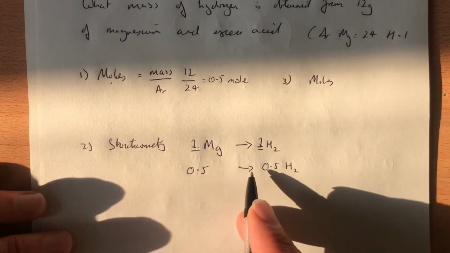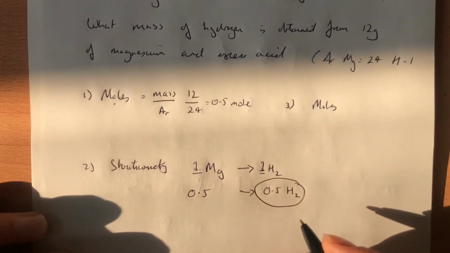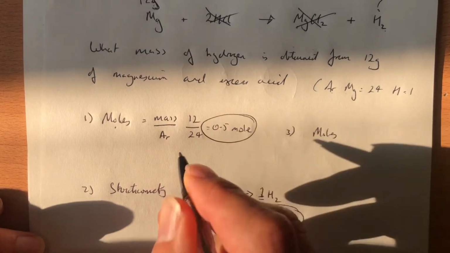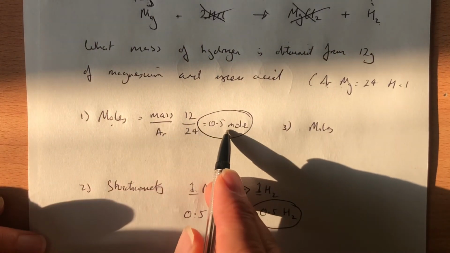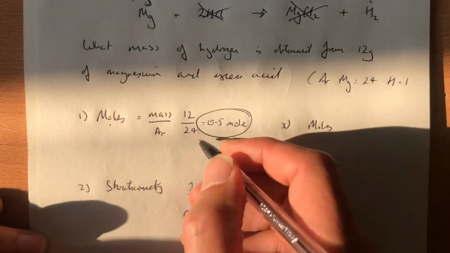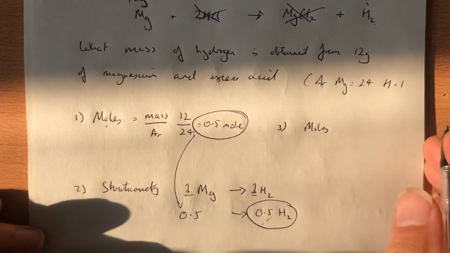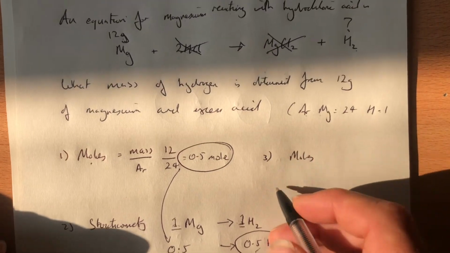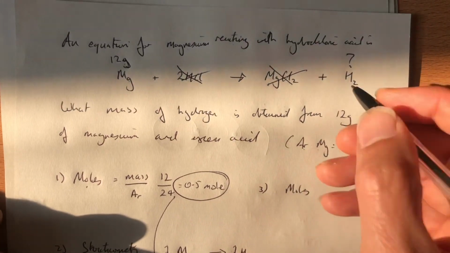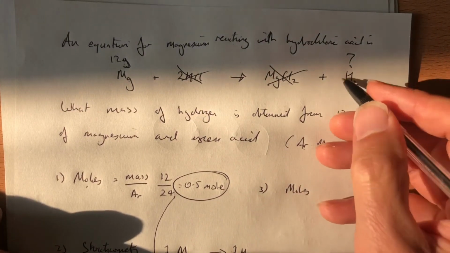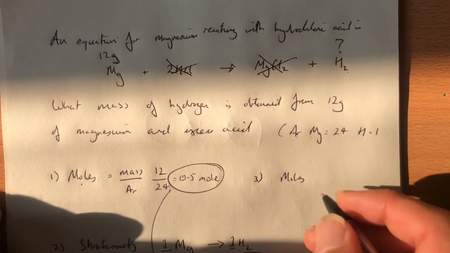So that's stoichiometry. The answer for stoichiometry is half a mole. For our first answer, it was half. That half went down to there, and that half now feeds over to here. So our next stage is moles again. Well, we've now found out we've got half a mole of hydrogen, so we need to use this moles equation again.